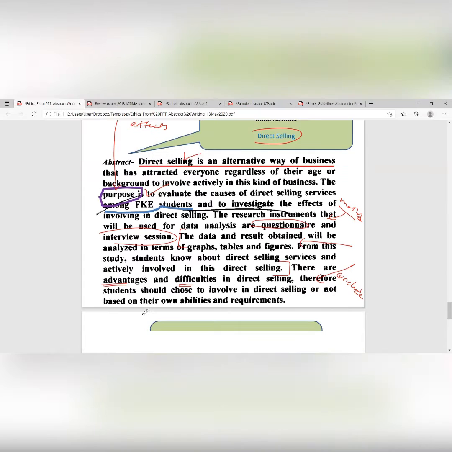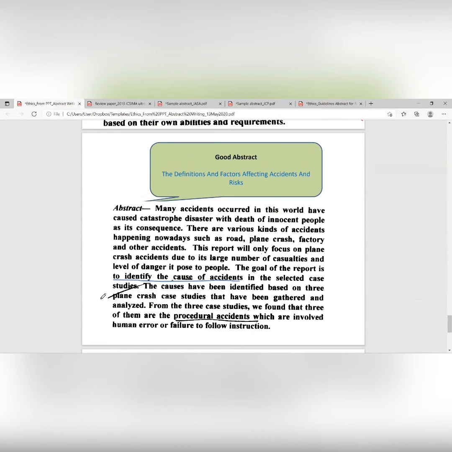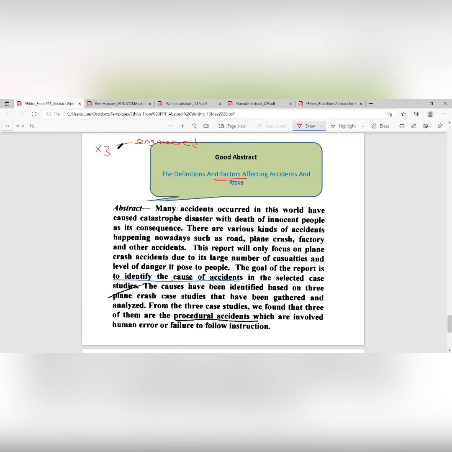And then the third one is the abstract on the definition and factor affecting accident and risk. Okay, according to Frederman, we have three types of accident, which we call engineered, procedural, and also systemic. Right? From Frederman, we have three types of accident.